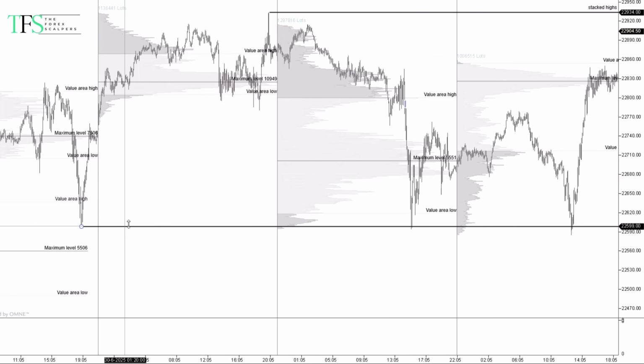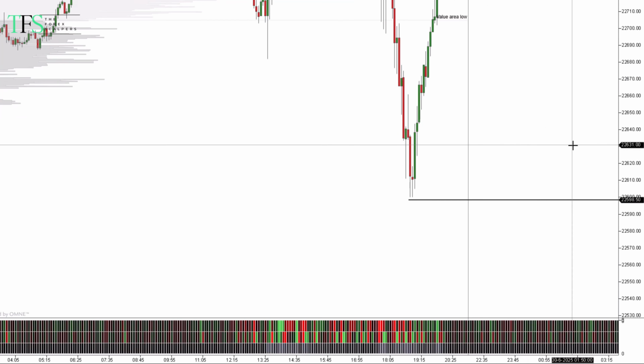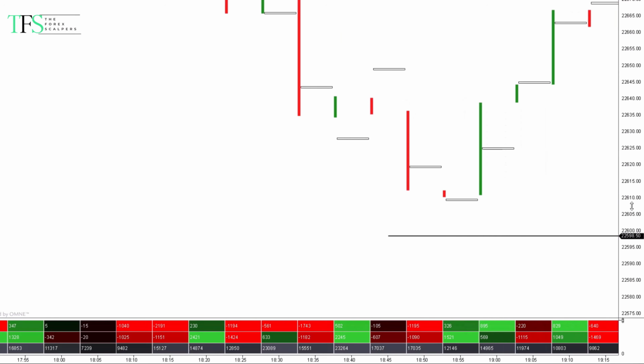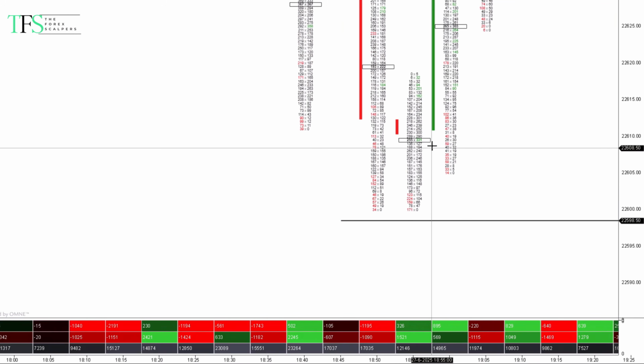So technical wise, we had that low right here. If we zoom into this low right here, this is a level of imbalance in price. On the footprint chart, it is a large level of imbalance right here. Within these lows, we see that there is lots of aggression happening right here. Here we see the delta, which is the sum total of the flow of orders.